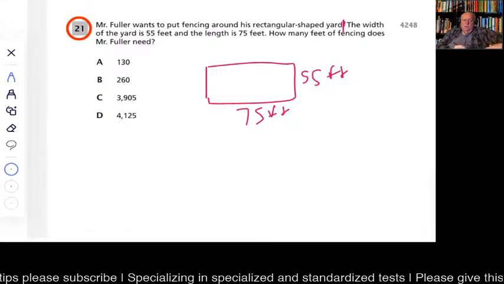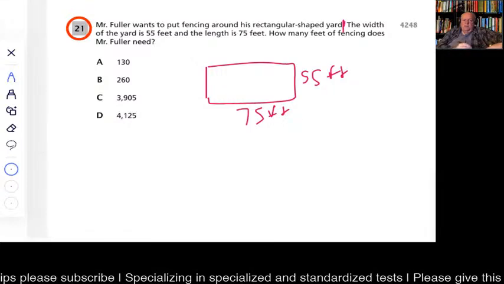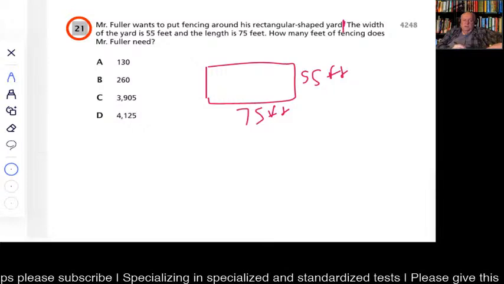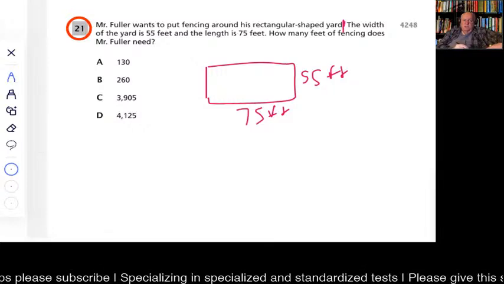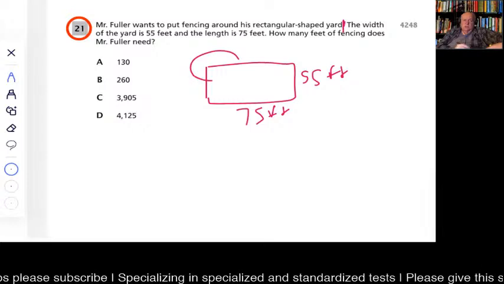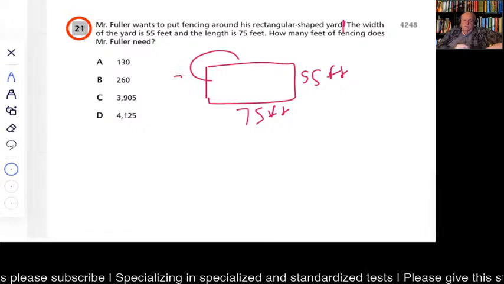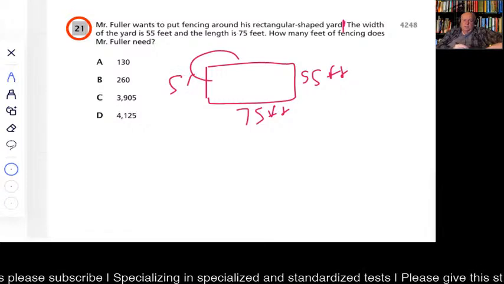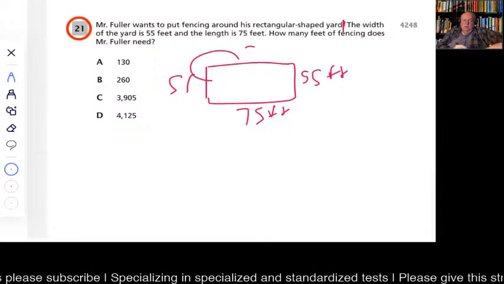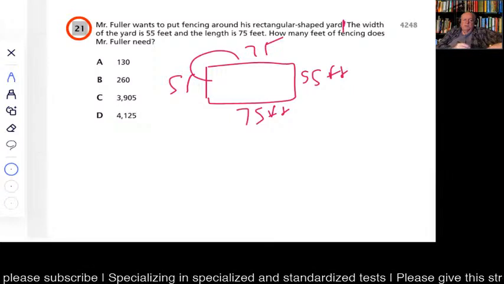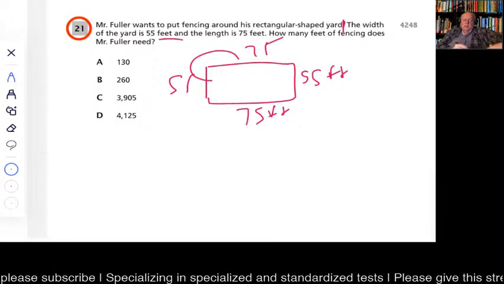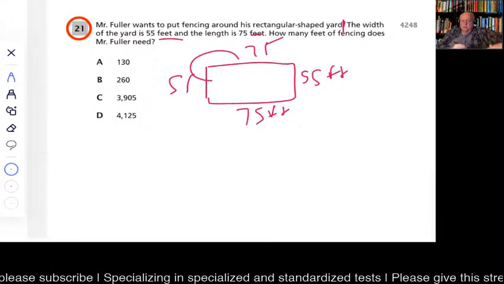Okay, so how many feet of fencing does Mr. Fuller need? Well, I just wrote two sides, we need to get these two sides as well. This is going to be 55 as well, because it's a rectangle, and this is going to be 75 feet. Okay, and everything's in feet. That's in feet, and that's in feet, and all the numbers I wrote around here are also in feet.